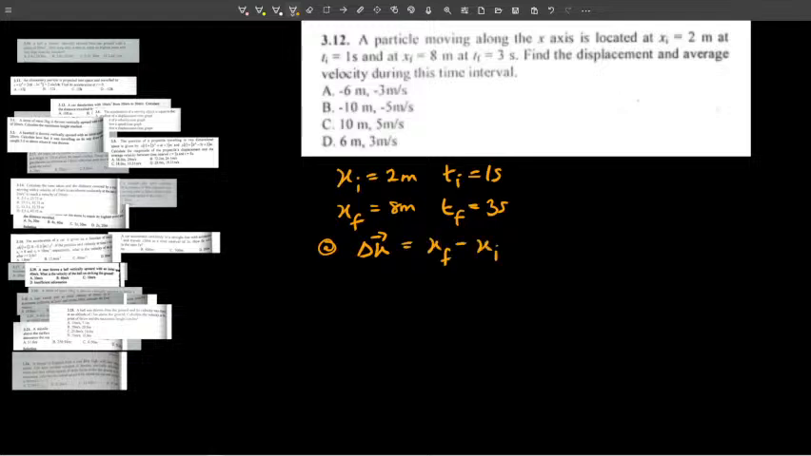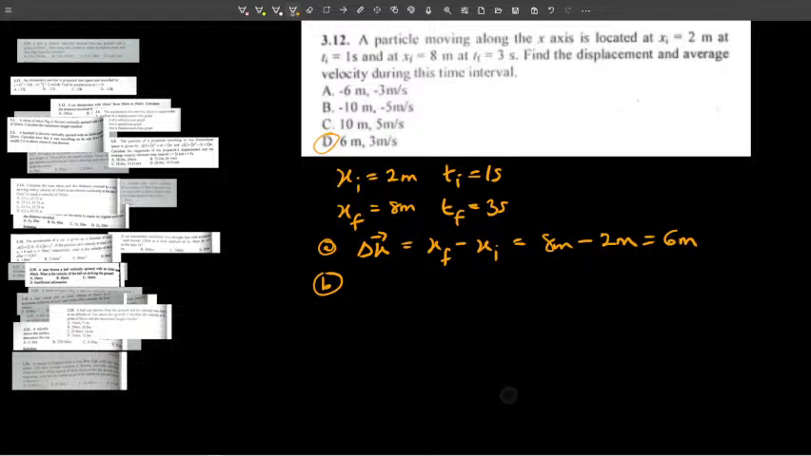So let's start with this. What is xf? xf here is clearly 8 meter, and xi here is 2 meter. That will give me 6 meter. Very, very simple. So obviously the answer is D. Without solving for that, I think the answer should be D, since that's the one that has 6 meter. But let's continue. Let's complete the solution.